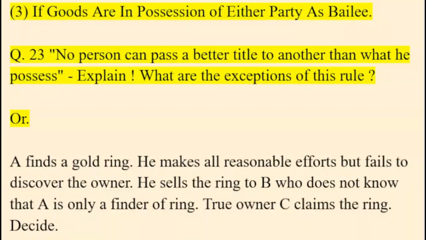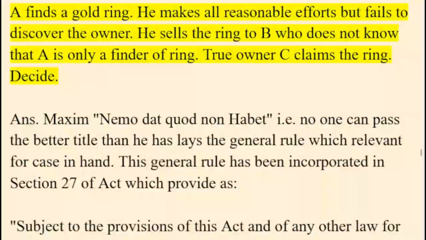Q. 23. No person can pass a better title to another than what he possesses. Explain. What are the exceptions to this rule? A finds a gold ring. He makes all reasonable efforts but fails to discover the owner. He sells the ring to B, who does not know that A is only a finder of the ring. True owner C claims the ring.